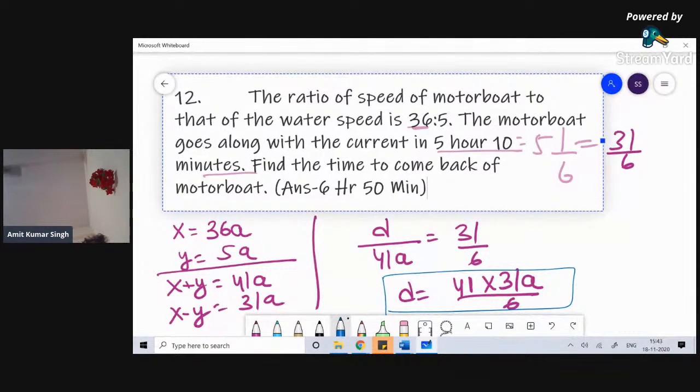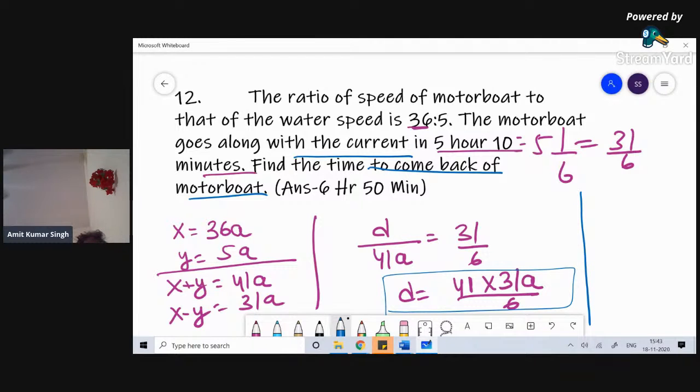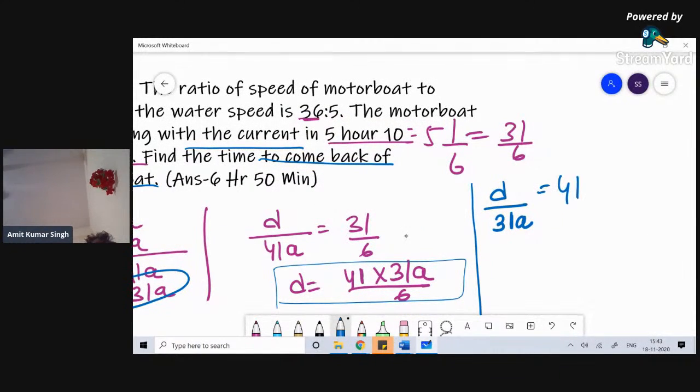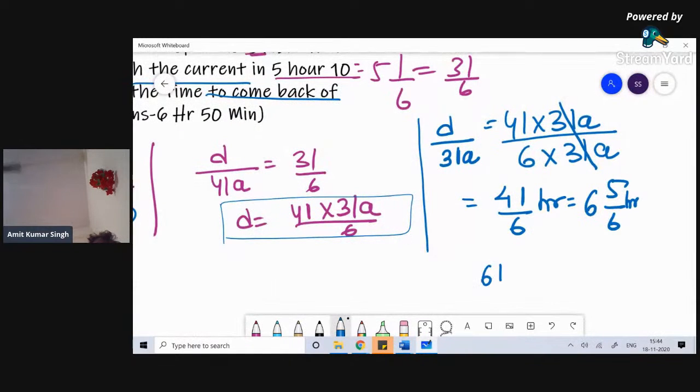Okay, so once you get the value of d, what they're asking is to find the time to come back. So it went with the stream, which means it went upstream. Coming back, it will come in downstream. So what is the speed in downstream? It is 31a. So d is 41 into 31a by 6, divided by 31a. So the answer is 41 by 6 hour, which is 6 5 by 6 hour, and 6 5 by 6 hour means 6 hour 50 minute.